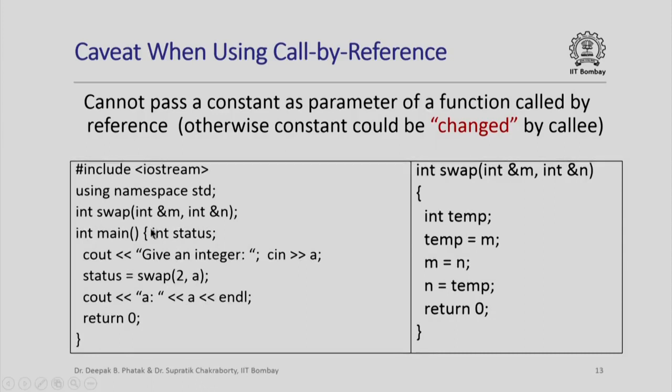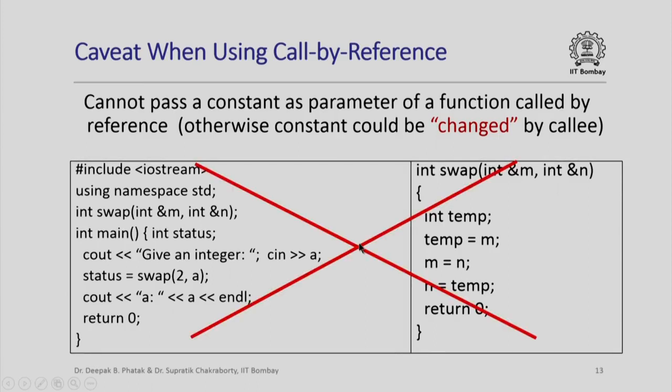Here is an example. Here we have the same swap program, but suppose in the main function I call swap(2, a). Now here we know that m would refer to 2 and n would refer to a, but then I cannot possibly assign some value to 2. So 2 is a constant, I cannot possibly change its value, so it does not make sense to swap 2 and a, and you have to remember this caveat when you are using functions with call by reference. Constants cannot be used as their parameters. So we will not allow such invocations of the function swap.